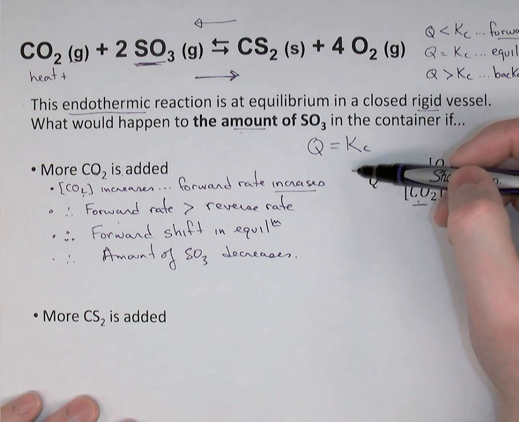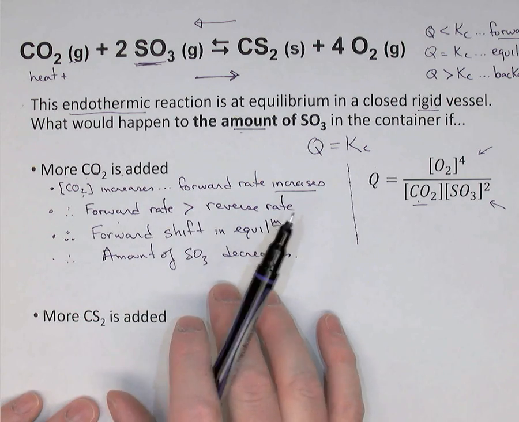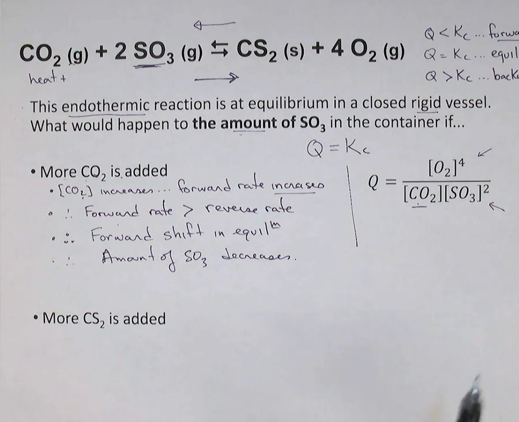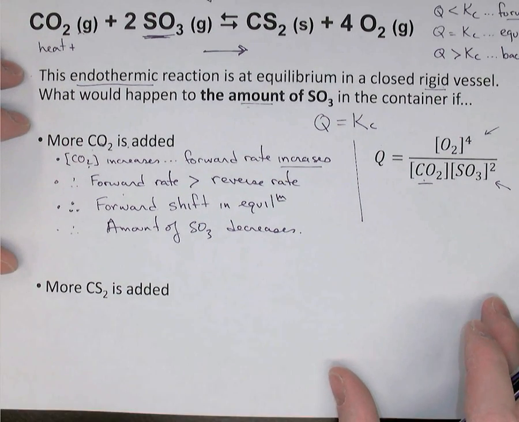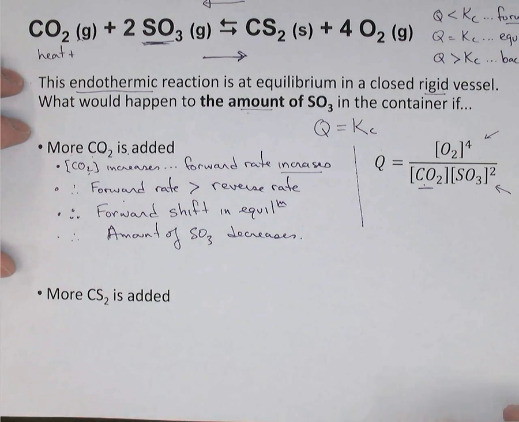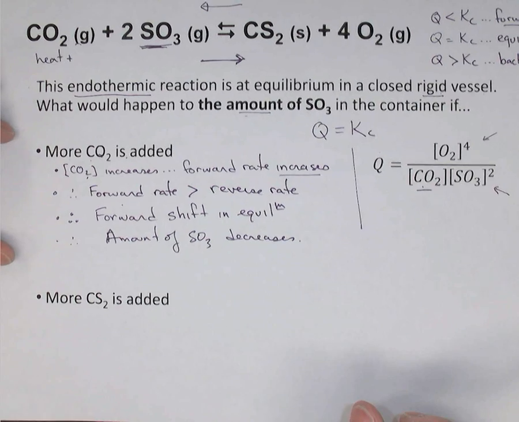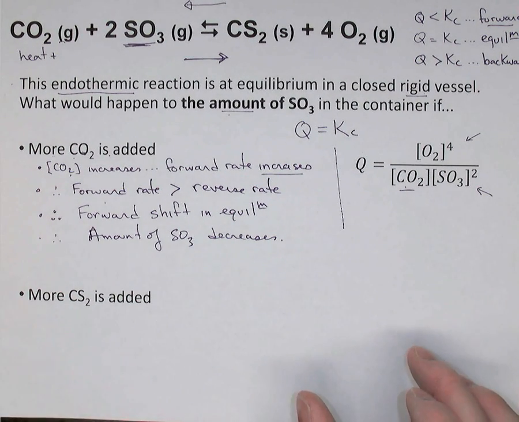And so on a free response question, you can use either the kinetics explanation or the reaction quotient explanation. But please be familiar with both. Be comfortable using both. What happens if we add some more CS2? Now, you can pause the video and try that yourself if you like. Add some more CS2 to the flask.